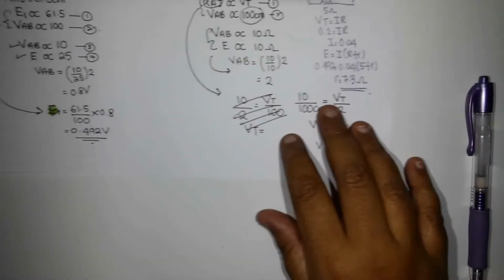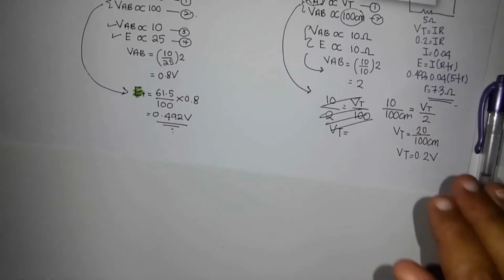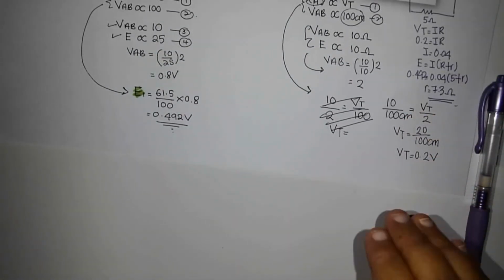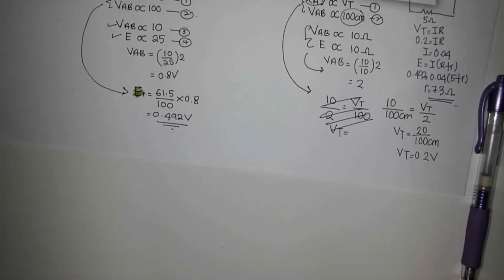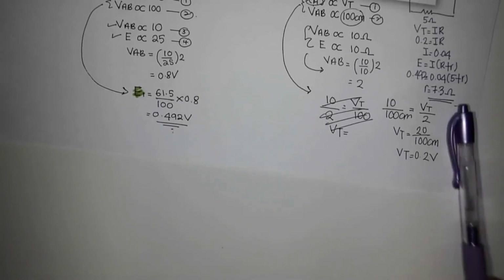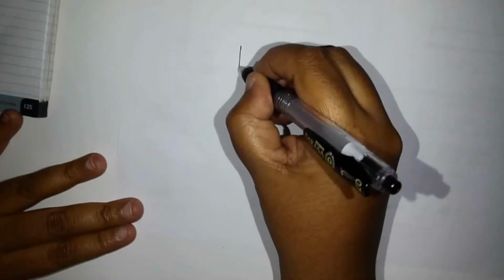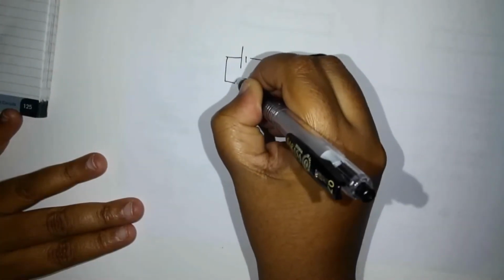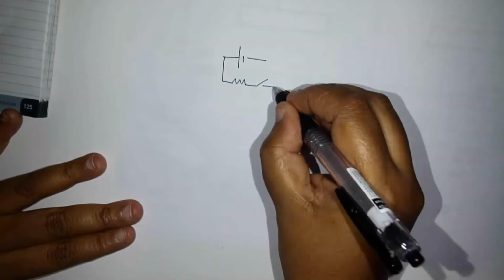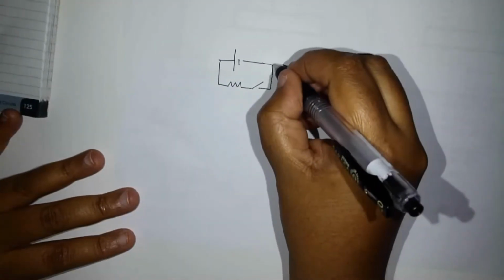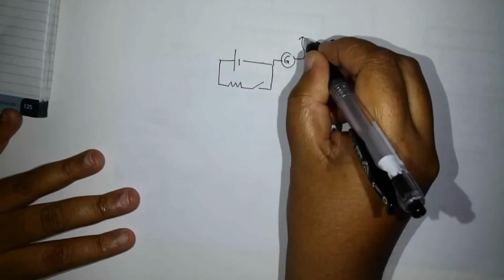So let's look at the next question. The next question says the balance length AJ when S1 is open and S2 is closed. Okay, so I'm going to turn to the next page and I just draw again. It says the balance length AJ when S1 is open and S2 is closed. So that means this is open, fixed to a galvanometer.